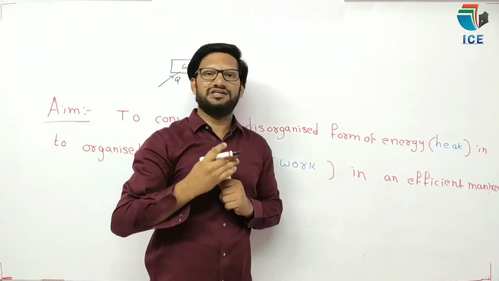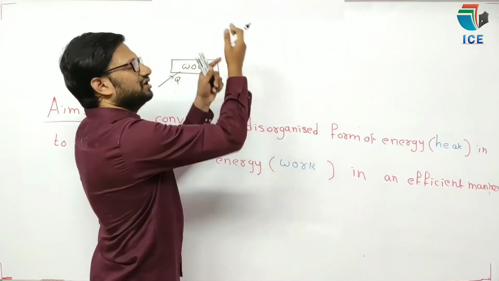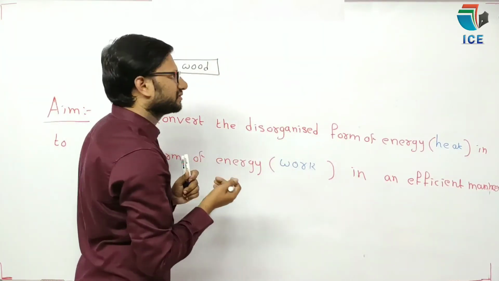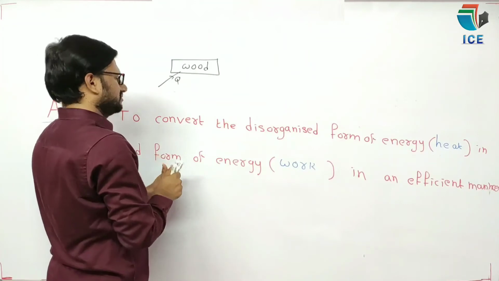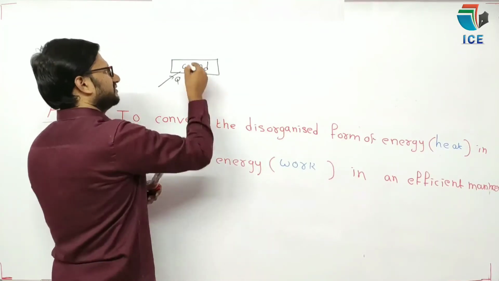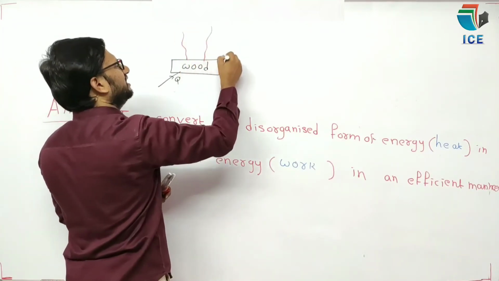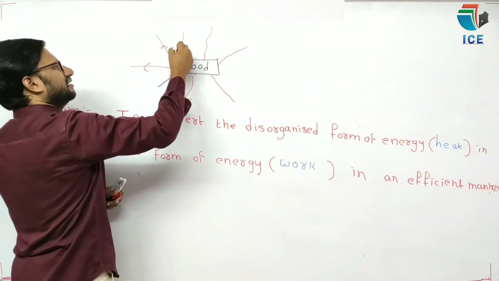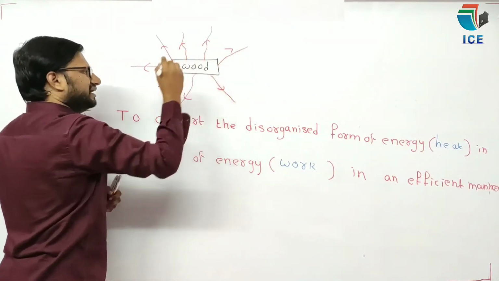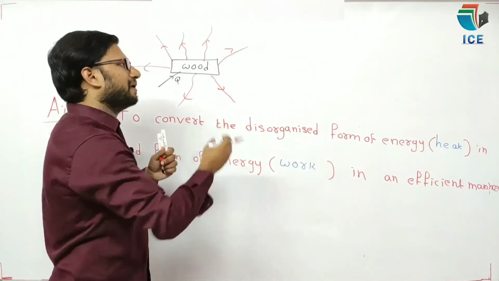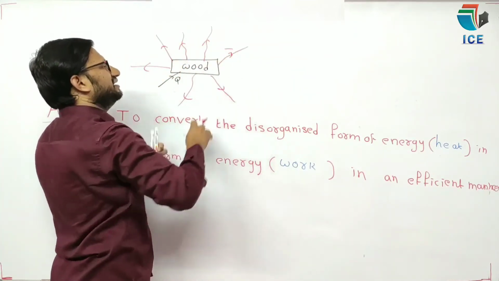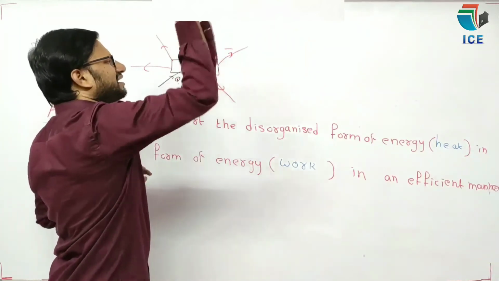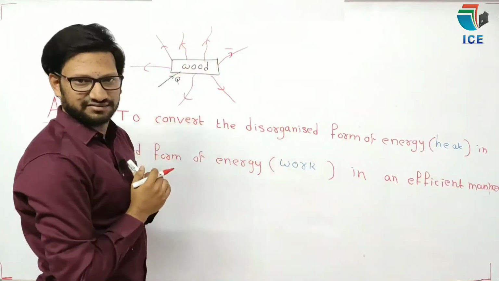Now let us say, what is the direction of heat transfer from the wood? The heat transfers in any direction. Hope you understood. The heat transfer by burning the wood is in any direction. It moves in a random way, in all directions.